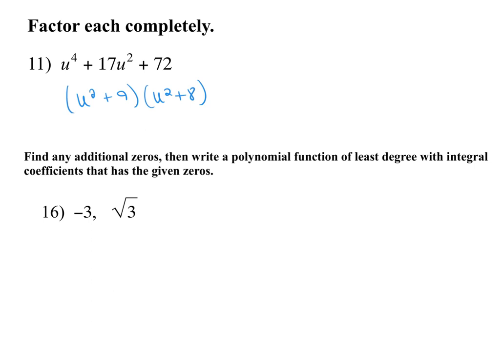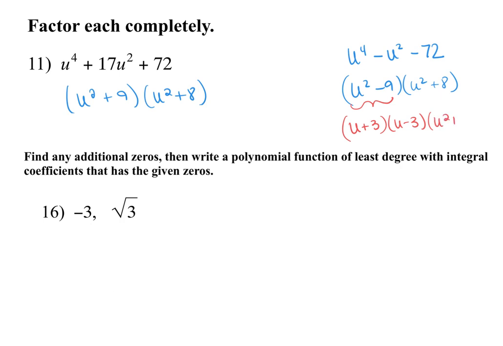All right. If you have a special case, like let's say this had been u to the 4th minus u squared minus 72. We'll do that. That would be u squared minus 9, u squared plus 8. All right. This is different than the one I just did because this is a special case. This is the difference of two squares. So I could keep going. And I could say, oh, well, I can factor this guy to u plus 3, u minus 3, and this one I have to leave alone.